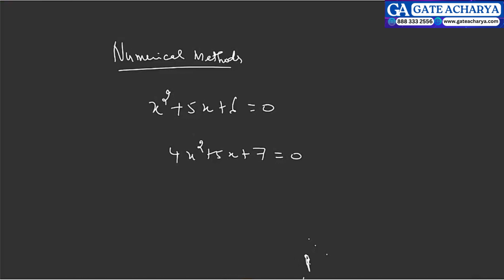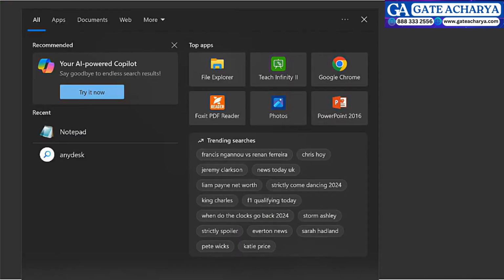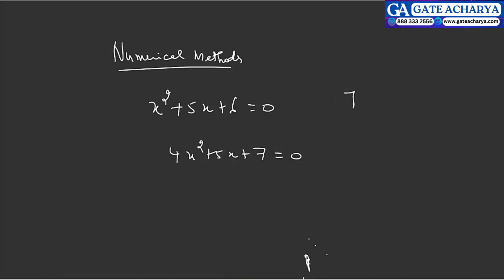The other part is called numerical solutions. A numerical solution means the approximated value of the solution of the given function or equation. That approximate solution is what numerical methods give. Why numerical methods? Here, 4x square plus 5x plus 7, what is the order? The order is 2. But suppose it is 7x power 12 plus x power 4 plus x plus 5 is equal to 0.